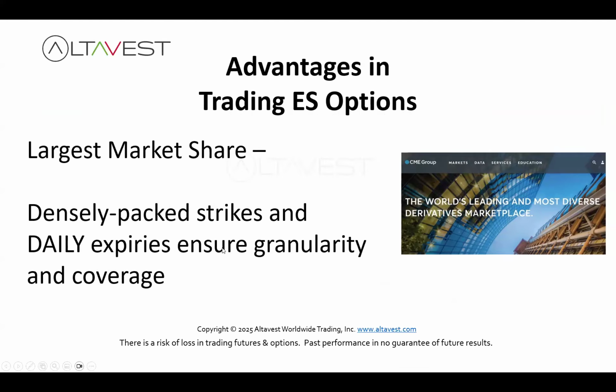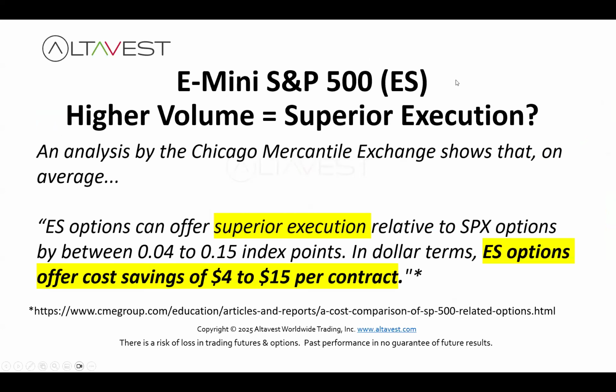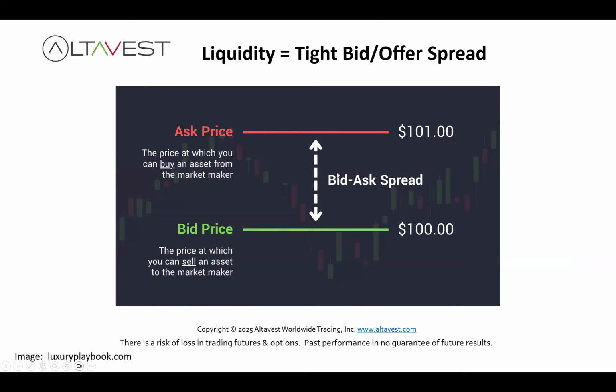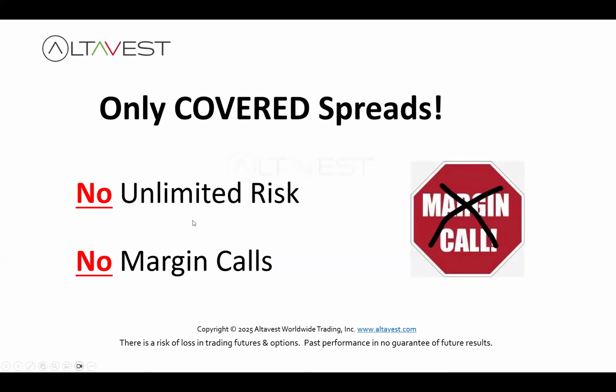And just to summarize the advantages in trading the E-mini options, you've got that large market share, so densely packed strike prices and daily expirations, so you get granularity in coverage. So it's a big advantage. And the cost savings here too on the E-minis, higher volume and superior execution, according to the CME Group. You have a cost savings of $4 to $15 per contract when you're trading ES options compared to SPX. So what they're telling you is you've got so much volume and liquidity that the bid-ask spread is very, very small, very tight on these options. And remember, these are covered spreads, so these are not unlimited risk.